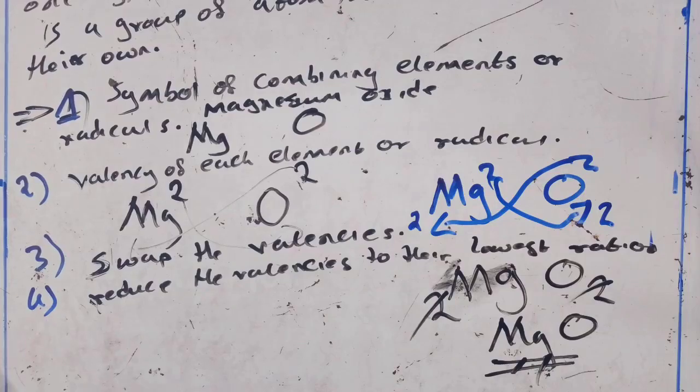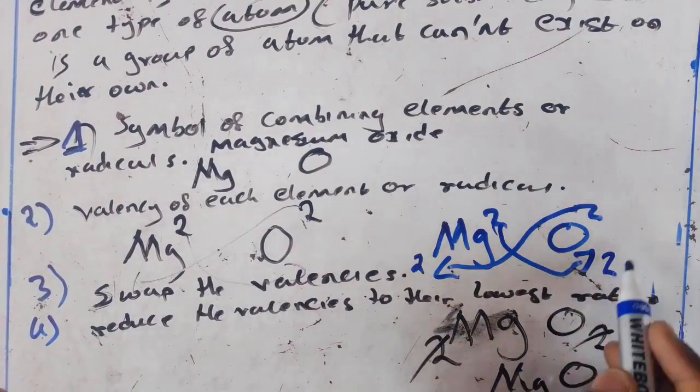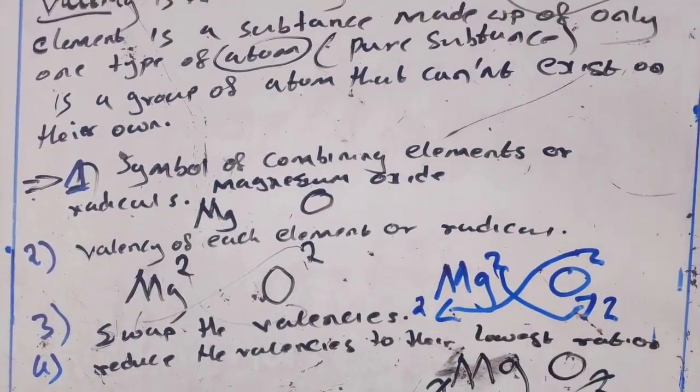On this step 3, which says swap the valences of the combining elements or radicals, when you're dealing with radicals, let's say here oxygen is a radical, we would put brackets here to indicate that this is a radical. So let's just do a summary.